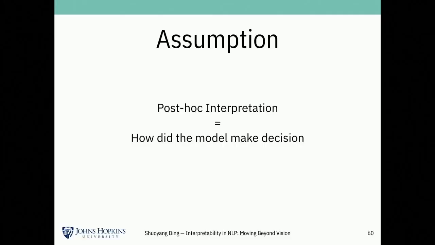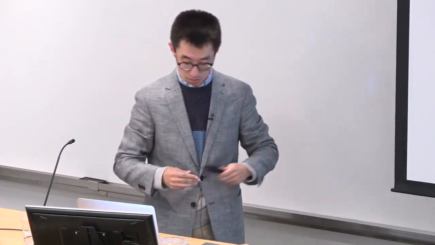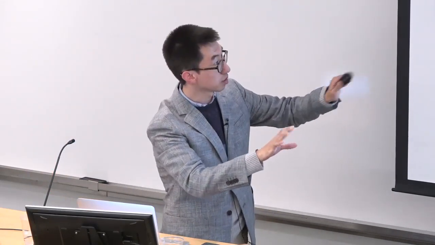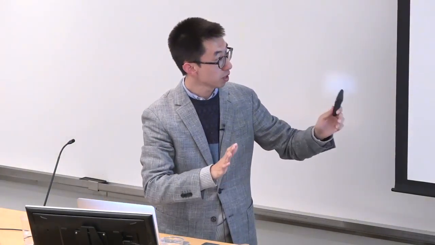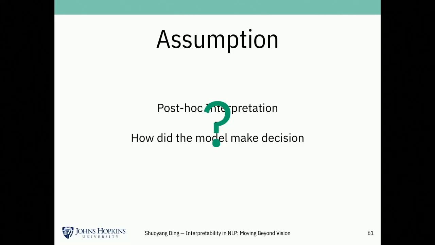All of these works give you some insight about each individual task that they care about. They generalize some pattern: the model is doing this, the model is looking at certain things to make a decision. But there's an underlying assumption here. Basically, you're assuming that by doing this post-hoc interpretation, you know how the model actually makes the decision, right? But is this actually the case?